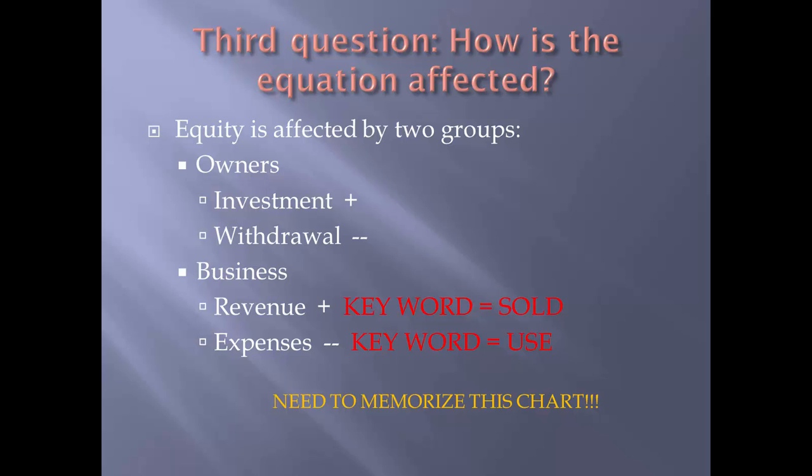Expenses of the business are going to decrease equity. And expenses happen when we use things. If we use office space, that would be rent expense. If we use employees, that's wages expense. If we use the lights in the store, that's utilities expense. And so when we use things, then we have expenses. Those expenses are on the chart of accounts as expenses, and they are going to decrease equity.